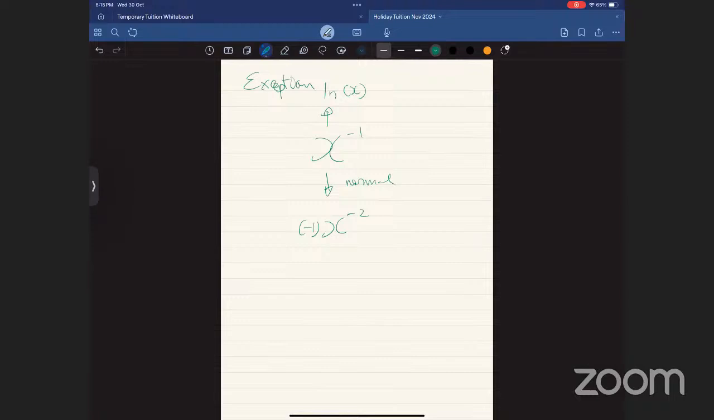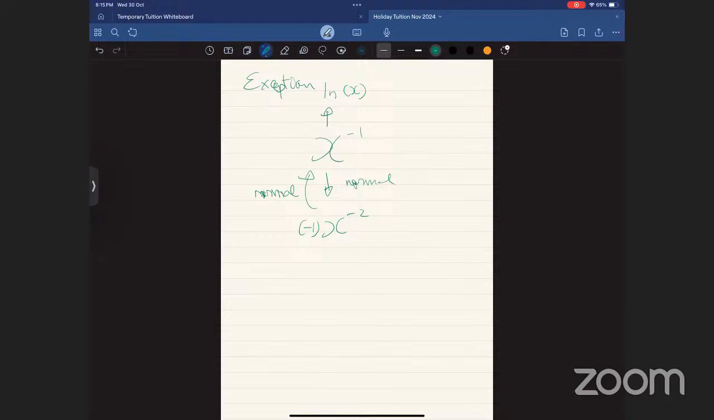And what's the bottom one? The bottom one is normal. That's just a normal differentiation, what you have been doing up to now. So therefore, if I integrate this, it will also be normal. I hope that makes some sense. If the differentiation is normal, the integration is normal, right?